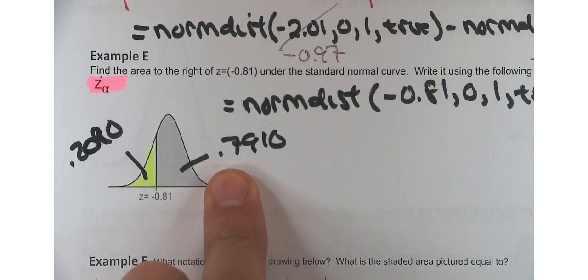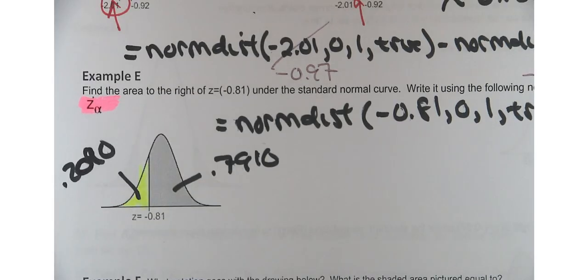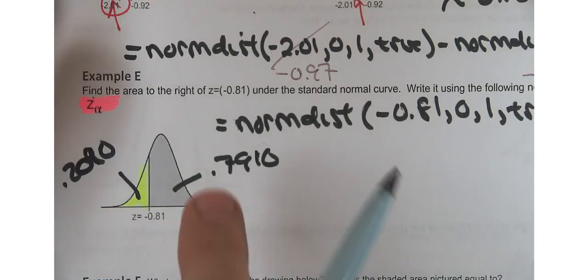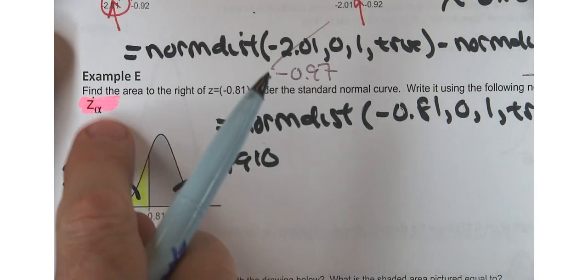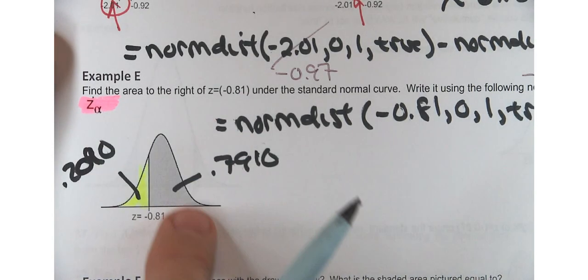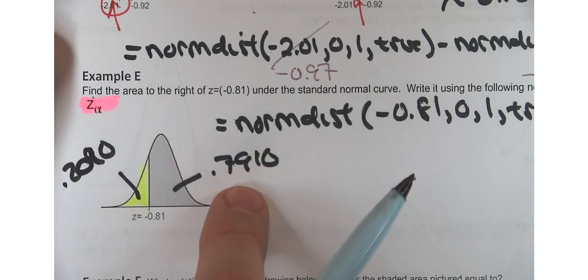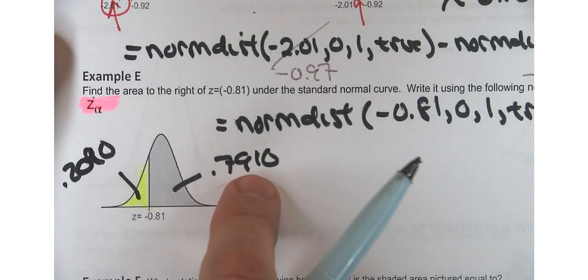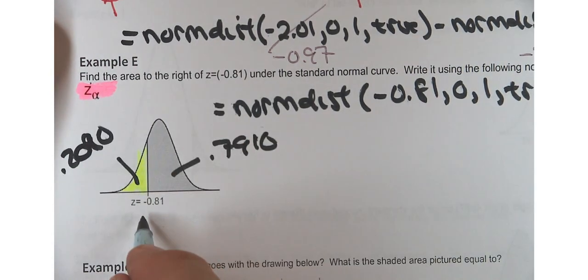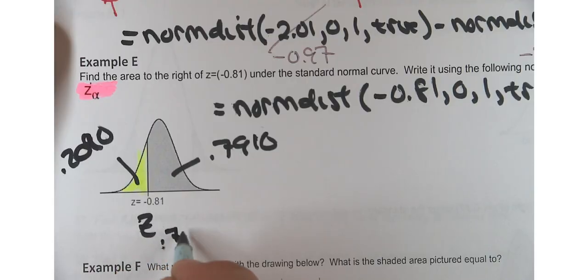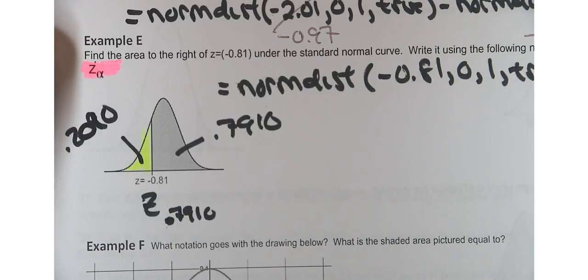Now we found that area, but remember the question was to write this using this notation. So the area in the right tail tells you what's going to go here. This is going to be z sub 0.7910. And if you didn't write the 0, I'm not going to complain. I'll write it because we calculated it, but that's your z sub alpha notation.